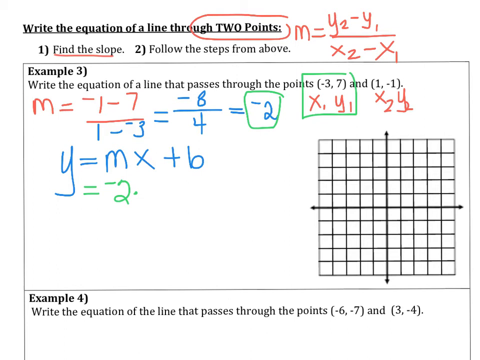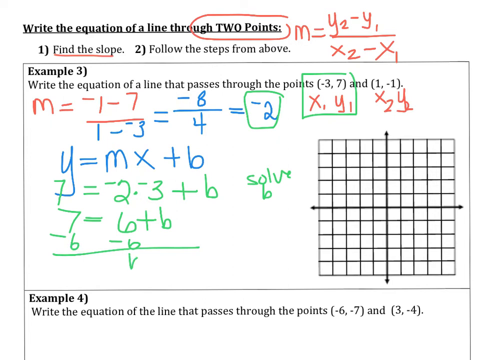It says that y is 7. So I have 7 equals -2 times the x value, -3. Bring down your plus b. Now we're going to solve for b. How do we get b by itself? Well, we're first going to multiply -2 times -3. That would give us a 6 plus b. To solve for b, we just need to subtract 6 from both sides, and we have b equals +1.